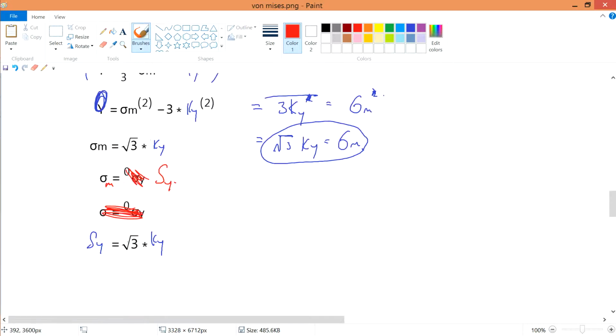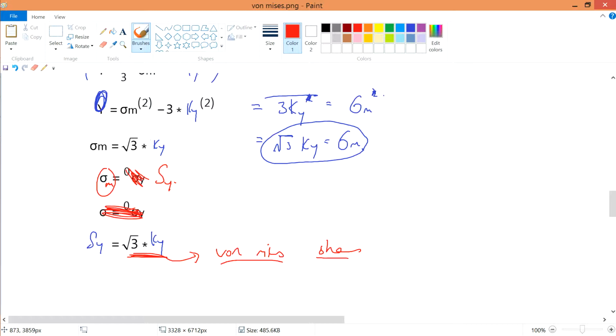Since your von Mises is equal to your sy, and you know that von Mises is equal to square root 3 ky, then your yield strength can be re-represented in terms of this thing. So it's in terms of your shearing, so to speak, now. Therefore, this is your von Mises shear.